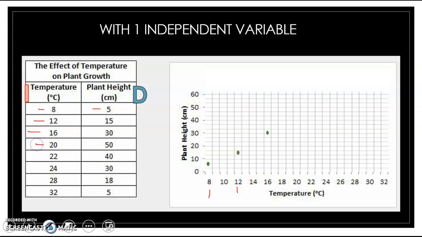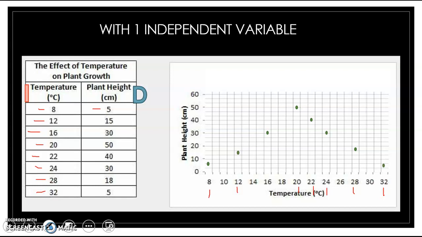At temperature 20, so now we're over here, temperature 20, you're going to go all the way up to 50. At temperature 22, you're going to go all the way up to 40. At temperature 24, we're going to go all the way up to 30. At temperature 28, we're going to be going up to 18. And then at temperature 32, our last point, you're going to go up to 5.